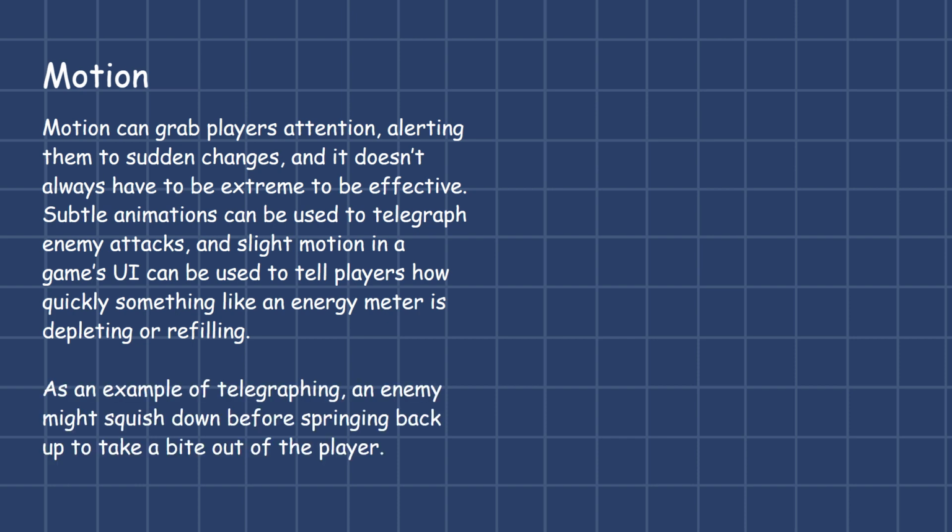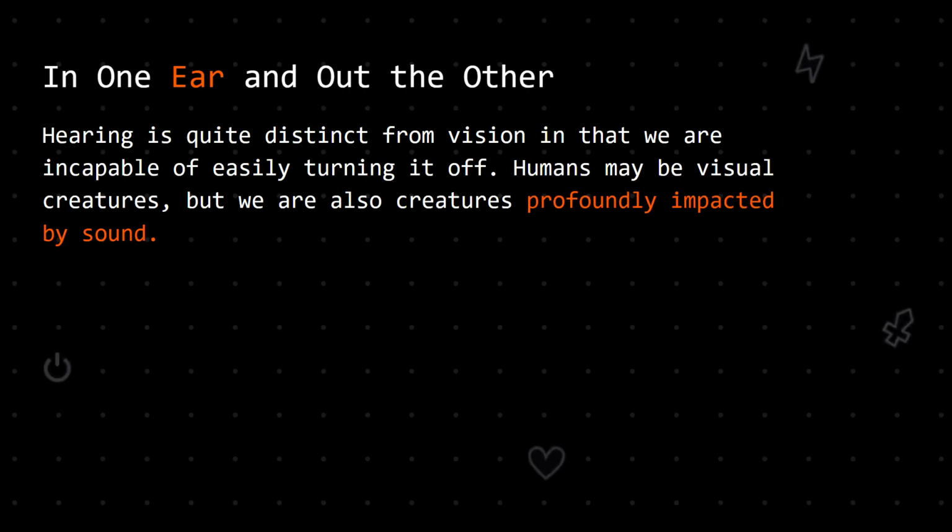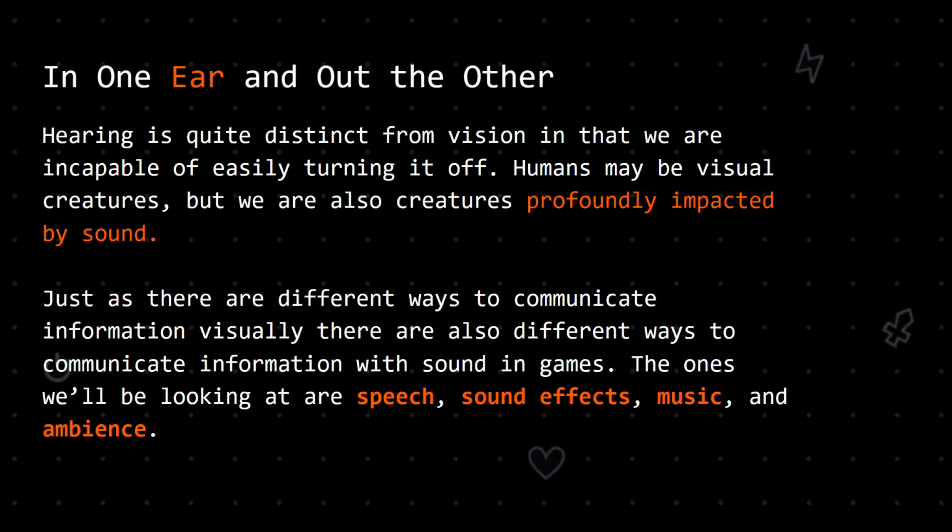As an example of telegraphing, an enemy might squish down before springing back up to take a bite out of the player. Hearing is quite distinct from vision in that we are incapable of easily turning it off. Humans may be visual creatures, but we are also creatures profoundly impacted by sound. Just as there are different ways to communicate information visually, there are also different ways to communicate information with sound in games. The ones we'll be looking at are speech, sound effects, music, and ambience.